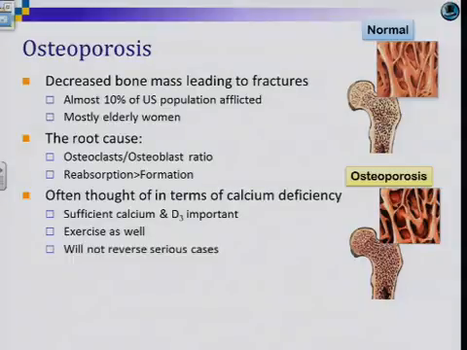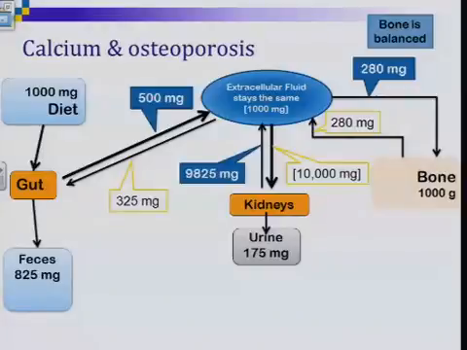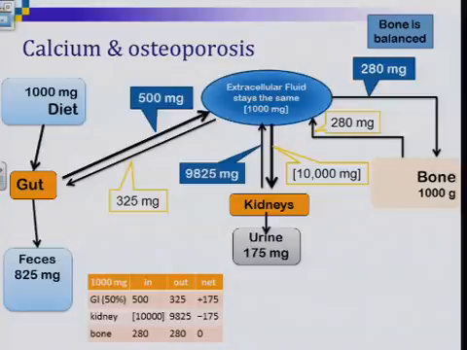Okay. But serious cases, significant cases of osteoporosis can't be reversed just by increasing calcium and vitamin D3 in the diet. There needs to be some sort of pharmacotherapy that favors formation. To see why that is, let's go back to our balance diagram. Under normal conditions, you have a net plus 175 from the GI, which absorbs about 50% of the available calcium, a net loss of 175 milligrams from the kidneys, and bone should be balanced.